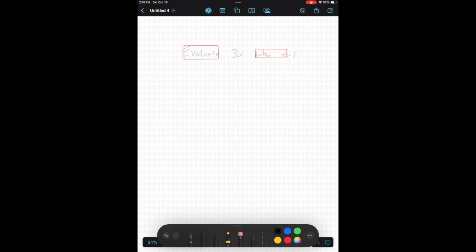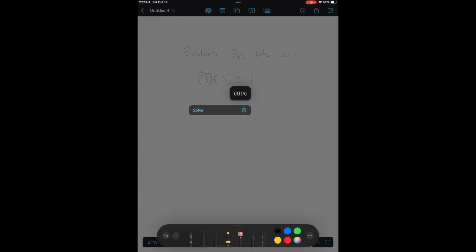Variables, which x is our variable, are just essentially placeholders for numbers, and they're useful when we don't know what a number is or when we can just define a number in its place. So to do this, all I have to do is replace x with 5. So I just multiply the two, and multiplication can be represented with parentheses if you didn't know. So 3 times 5 is equal to 15.